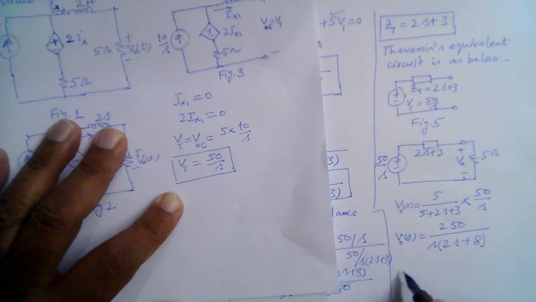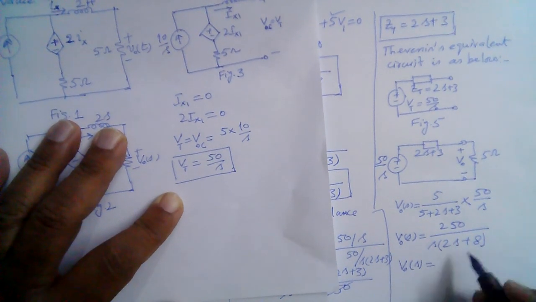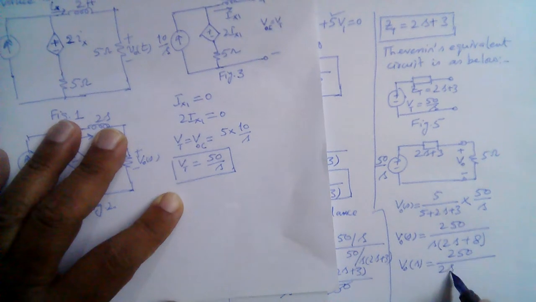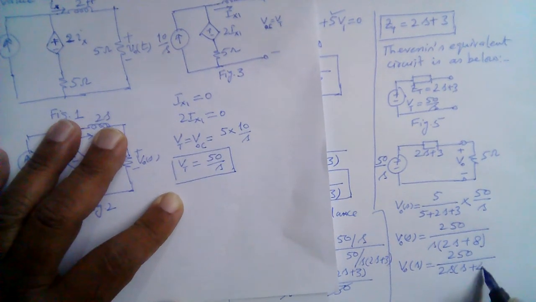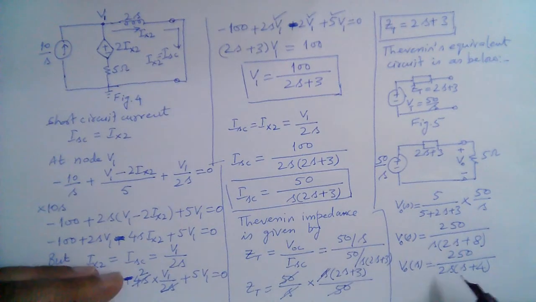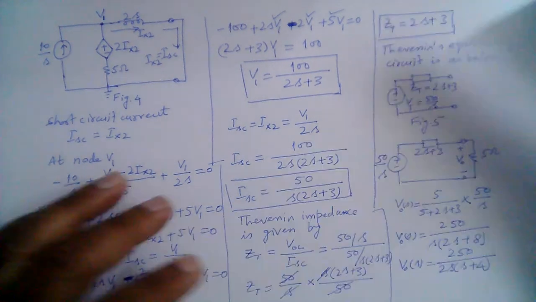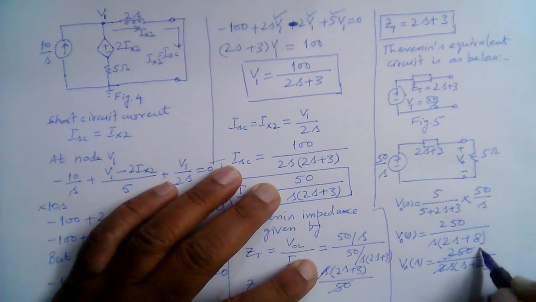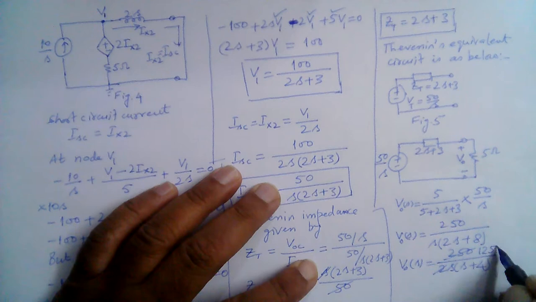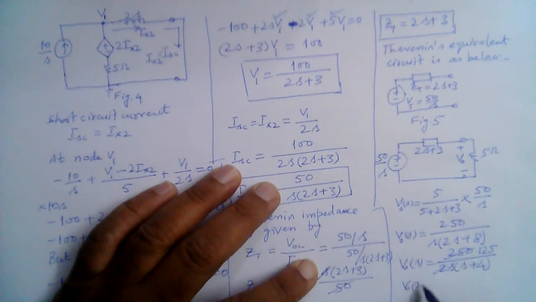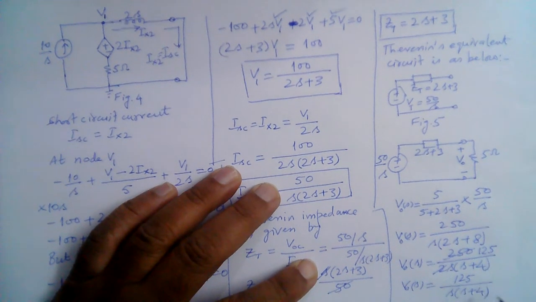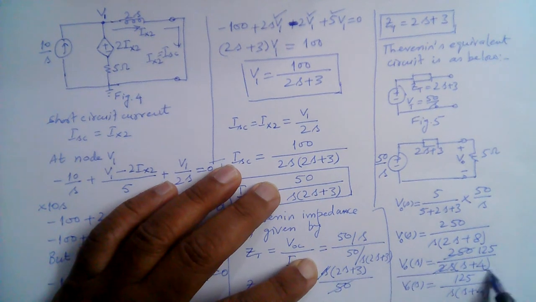So V naught S is equal to 250 divided by, we take the 2 common here, so that is 2S into S plus 4. This 2 will cancel and leave us with 125 here. So V naught S is equal to 125 over S into S plus 4.